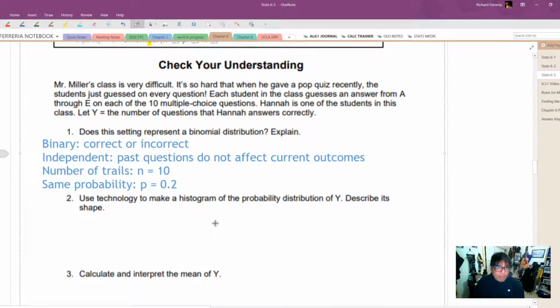And just like the pop quiz we did before, this is also a binomial distribution. Is it binary? Yes. Correct or incorrect? Independent? Yes. Past questions do not affect current outcomes. Do we have a number of trials? Yes. N equals 10. And does every trial have the same probability of success? Yes. P equals 0.2.